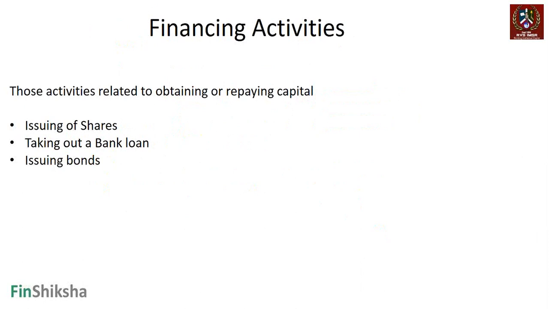Now, let's come to the third one, which is if you go and look at getting money or paying money, so obtaining or repaying capital. In other words, money for the business. If you are raising money or repaying that money, all that falls under what is called financing, because you're effectively financing your business, right? So issuing shares, right? We'll discuss more about this as we go along, but basically giving ownership of the company to someone else by issuing what are called shares, taking out a bank loan, right?